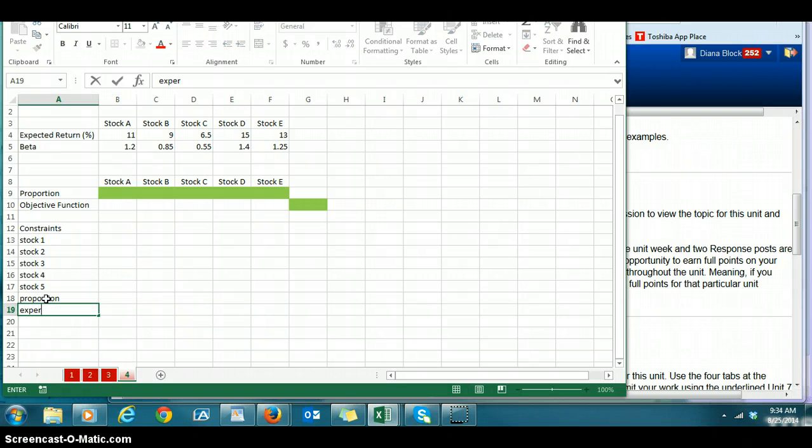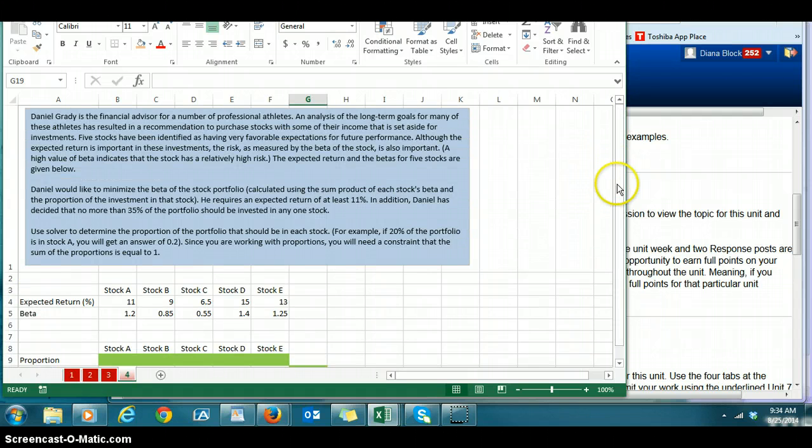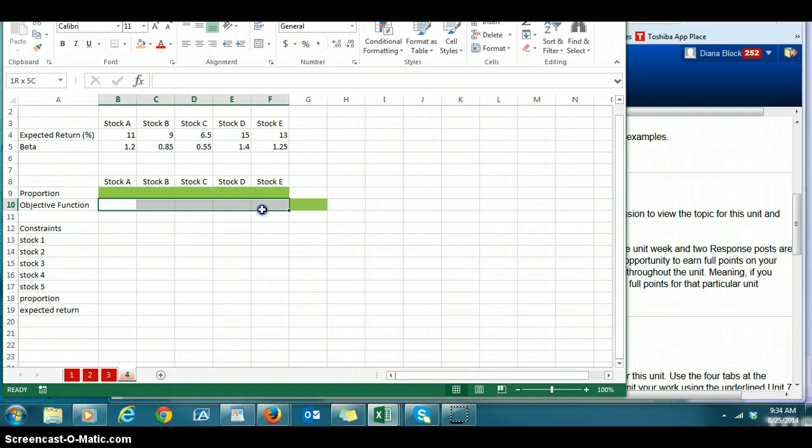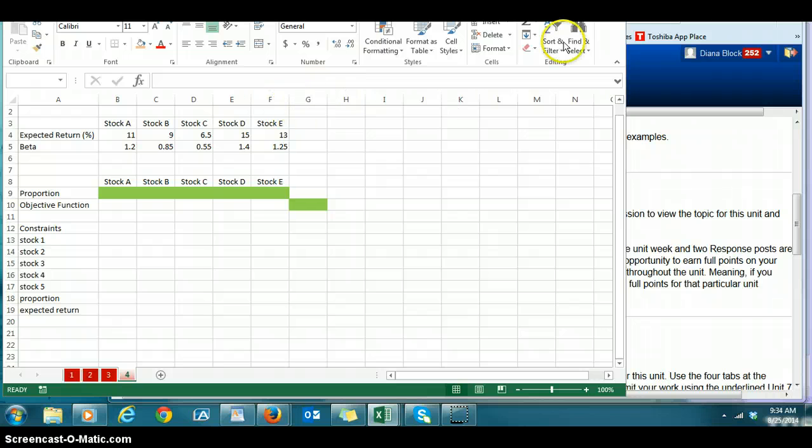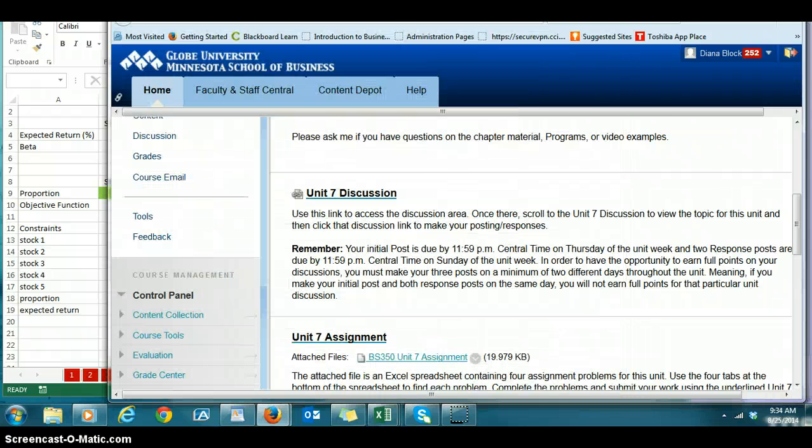You also are going to have a constraint about the expected return. The expected return needs to be greater than or equal to 11%. So you're going to enter the returns for each of these so that you can get a sum product for your expected return and make sure that it's greater than or equal to 11%. So again, on this one, you're going to minimize. You're going to have your betas here, and then you're subject to your constraints. And you can run this on GRG nonlinear. That'll be best. So those are an outline of the four problems that you're going to have this week.